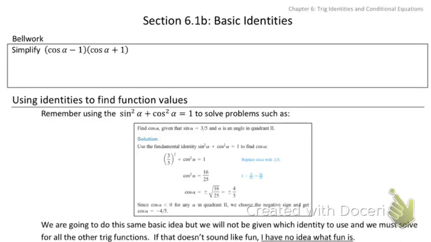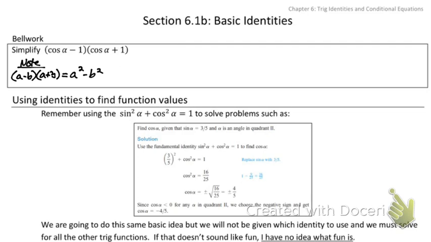So we're supposed to do cosine minus 1 times cosine plus 1. So I'm going to put a little note on here. This is called the difference of squares. Note, if you ever have something that looks like a minus b and a plus b, you don't have to do the full distributing. This is just going to equal a squared minus b squared.